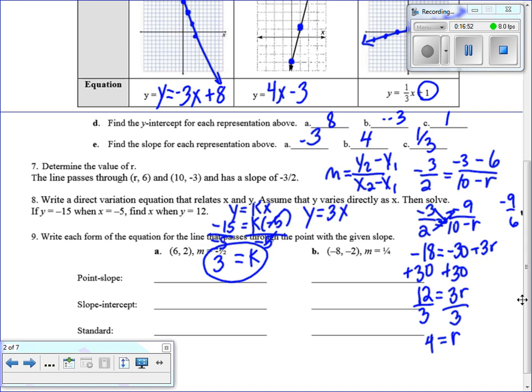And then we'll solve it. It says find x when y is 12. So let's make y 12 and let's solve for x. Divide everything by 3, and we get x is equal to 4.